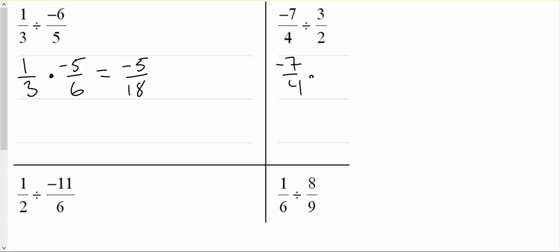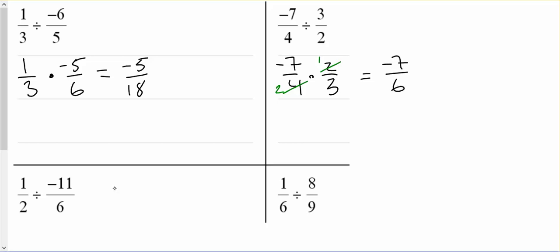-7/4 times the reciprocal of 3/2, which is 2/3. We can simplify here. 2 goes into 2 once, 2 goes into 4 twice. And now we can multiply straight across, so we get -7 over 6.